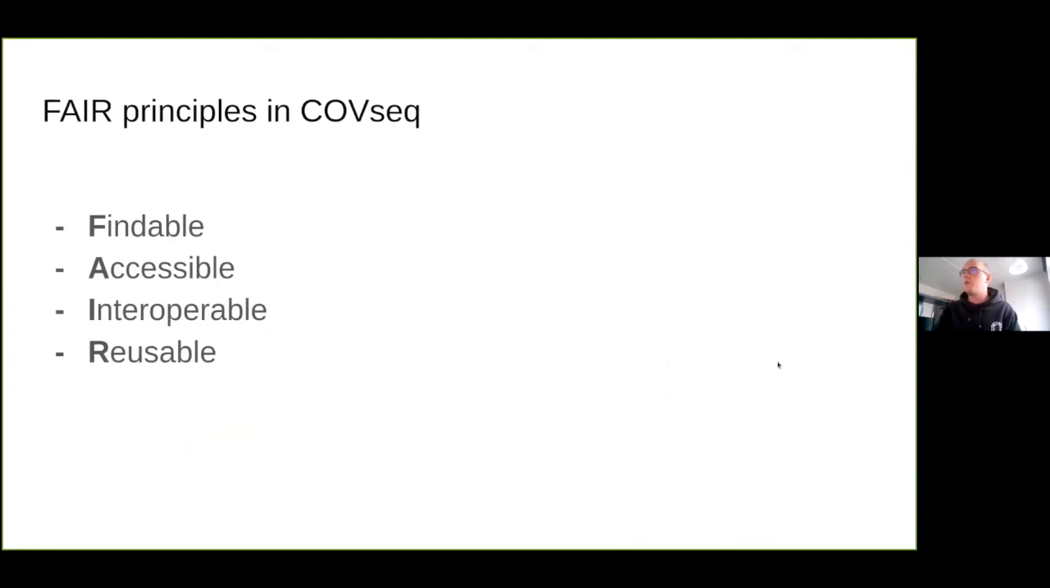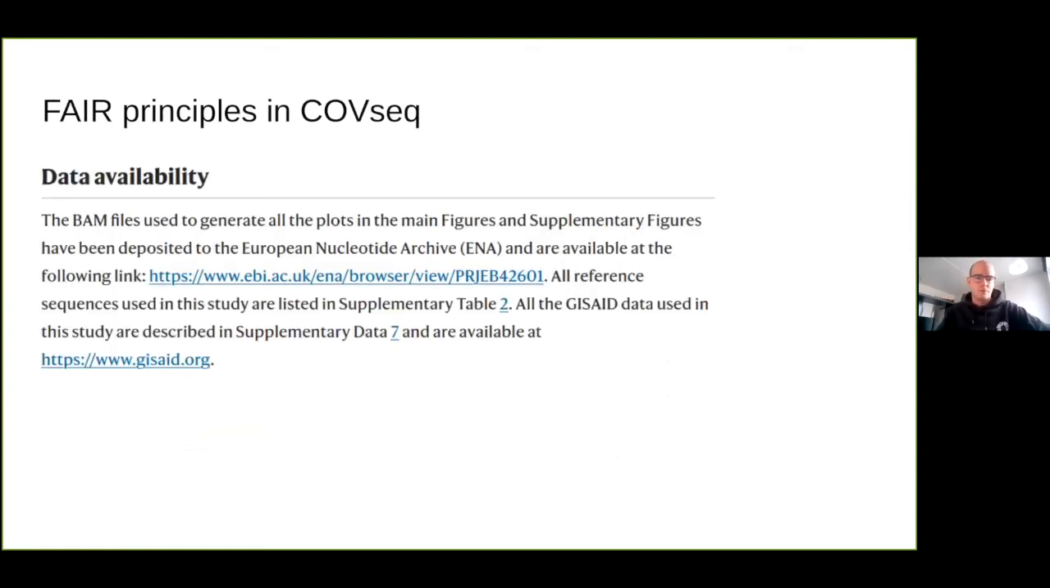So that was the brief results that I wanted to show. So how did we try to make this as fair as possible? So first of all, of course, we uploaded all the data.